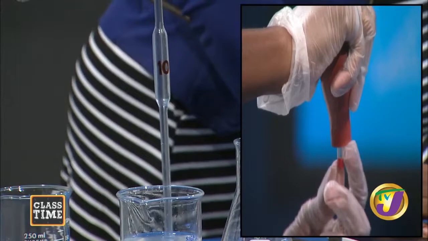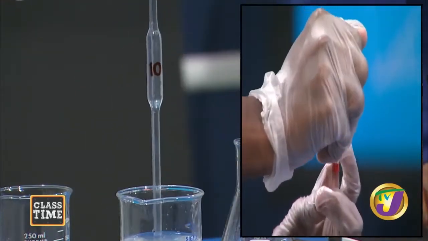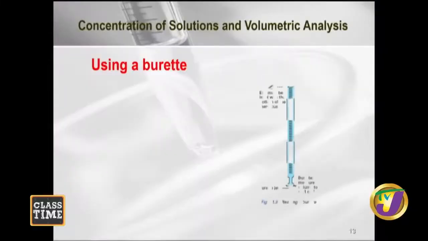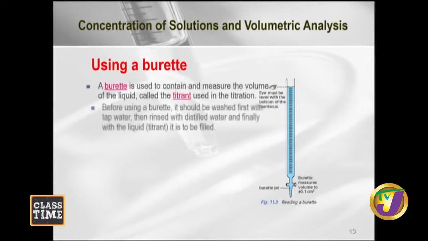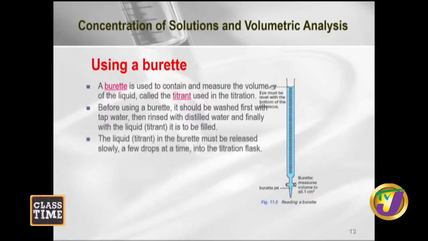Now, a burette is used in titration. The burette is bigger equipment, bigger than the pipettes, and it is read to 1 decimal place. What is inside the burette is called the titrant. We need to remember these key terms. So we're doing a titration, and what is in our burette is called a titrant, with a T at the end. All right?